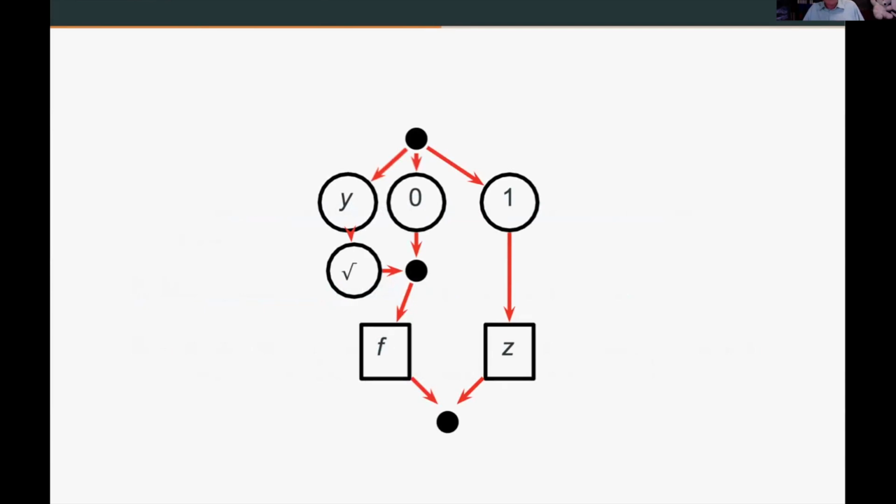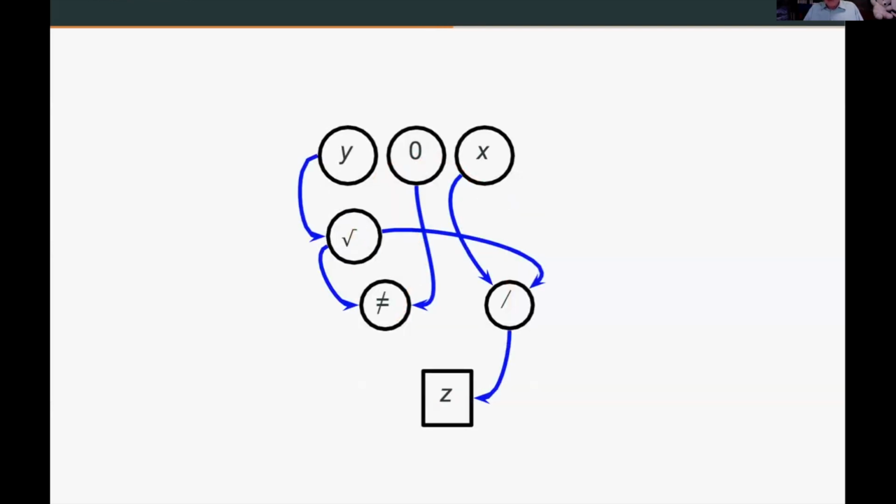Okay, so we saw these black dots for junctions. On top we split and do three reads, y, 0, and 1, and then we saw these arrows for data flow. So the value of y goes to the square root operation, the value of the square root goes to the not equal, and so on. And these are channels that carry values, and they can carry them far away, not just down the hall, and there are these controls.